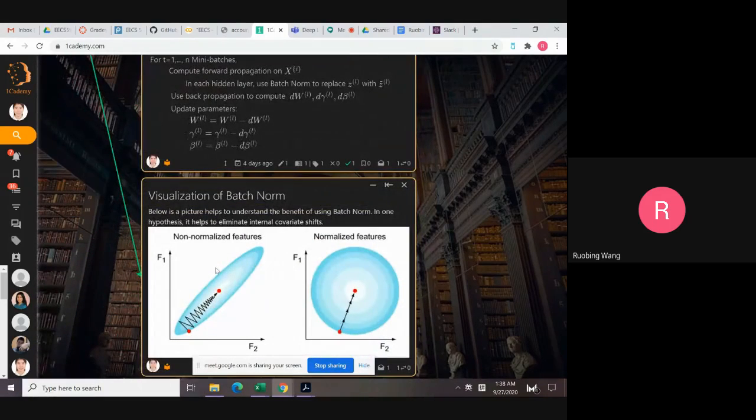This graph might help to understand why batch norm can help speed up training. With non-normalized features, we have the left figure, which has a lot of oscillation. This is similar to what we talked about in our last meeting, but using batch norm, we will get something more like the figure on the right. We eliminate the internal covariate shift so we can converge the algorithm faster. So yeah, this is all about batch norm. Does anyone have any question about this part?